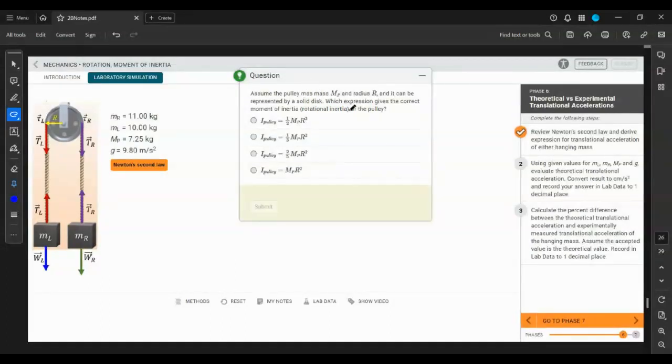Also, minor typo, there should be a space in that. But again, this is something you can look up, or you can guess and use the hint to pick correctly. We had 2/5 for a sphere last time. It's not that for a pulley.